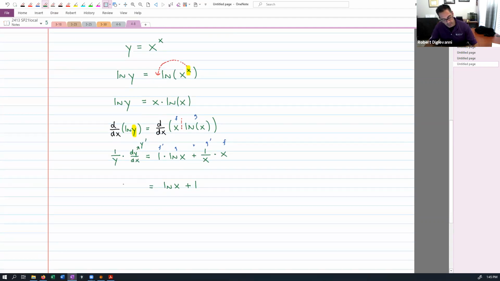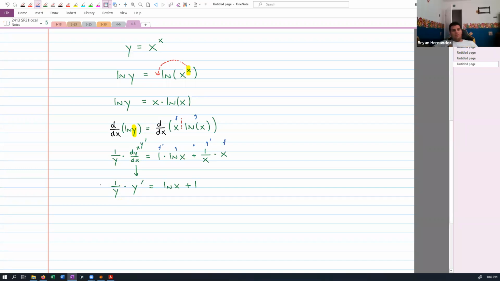So here's where we are. We have 1 over y times, I think I'm even going to write y prime here instead of dy dx. These are the exact same thing. And this is what we're trying to find, right? We're trying to find y prime. So I need to get rid of the 1 over y over here. What could I do on both sides of the equation to get rid of 1 over y?